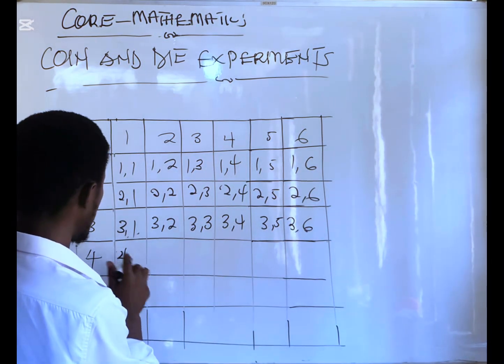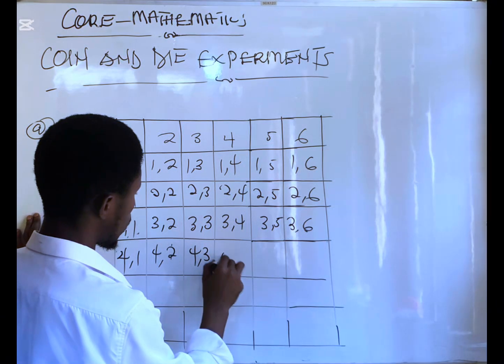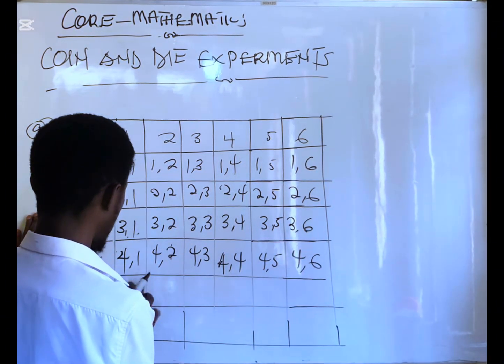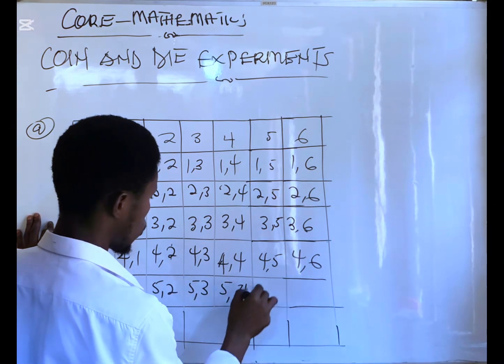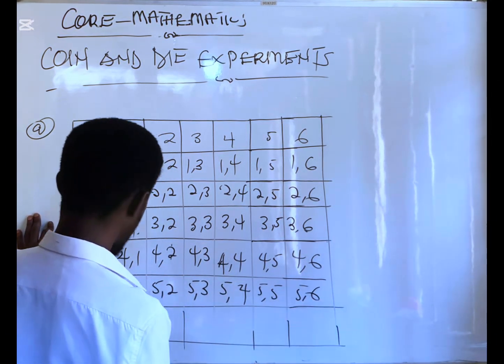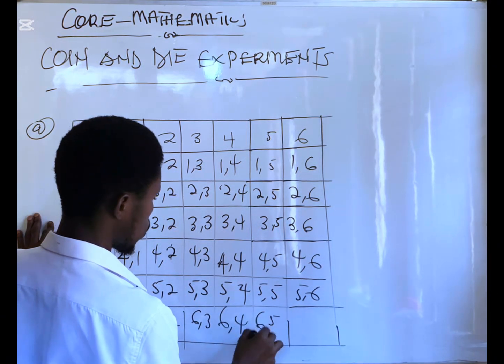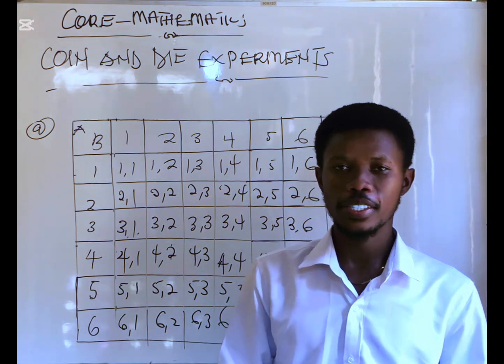Then go to 4,1; 4,2; 4,3; 4,4; 4,5; 4,6; 5,1; 5,2; 5,3; 5,4; 5,5; 5,6; 6,1; 6,2; 6,3; 6,4; 6,5; 6,6. So I have my beautiful table, right? So you can see it. This is a very beautiful table.